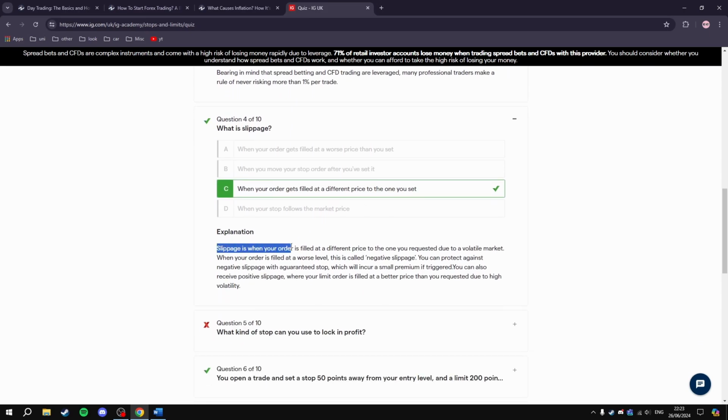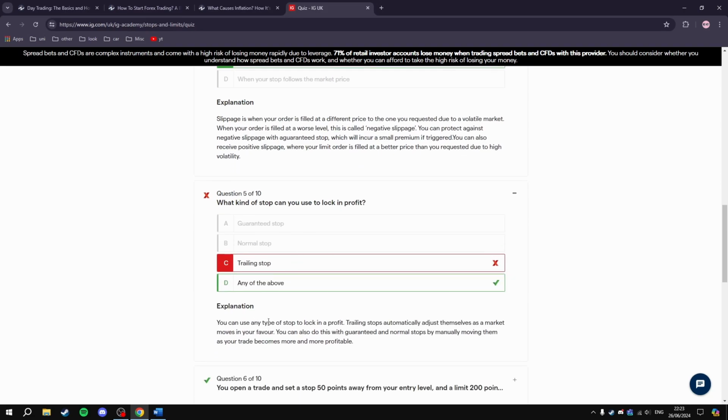So slippage is when your order gets filled at a different price to the one you created due to a volatile market. When your order is filled at a worse level, this is called negative slippage. You can protect against negative slippage with a guaranteed stop, which will incur a small premium if triggered. You can also receive positive slippage where your limit order is filled at a better price than you requested due to high volatility.